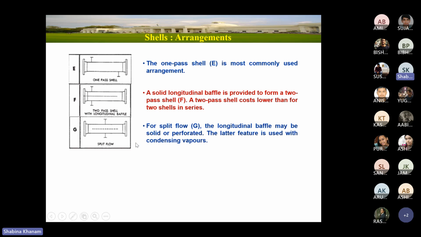Why are these drops there? If you see here, I'm having the baffle in between. These drops are used when you are dealing with condensing vapor, or when you are dealing with steam. So it condenses, and those condensed drops fall from these holes to the bottom section.